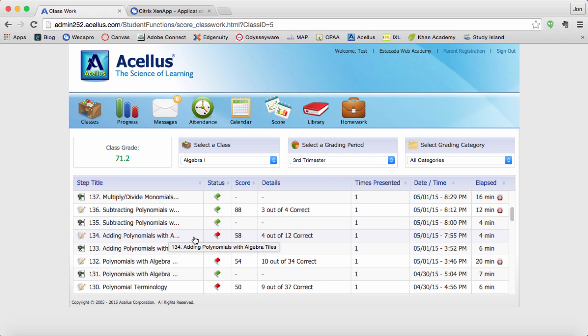This lesson, adding polynomials with algebra tiles. I got a 4 out of 12. I still have a red flag. This could be one where I contact my teacher, go to online office hours, and go over that lesson with them to see if I can redo my score. So scores is where you get a detailed breakdown about how you're doing in a class. And again, you can filter through any of your other classes.